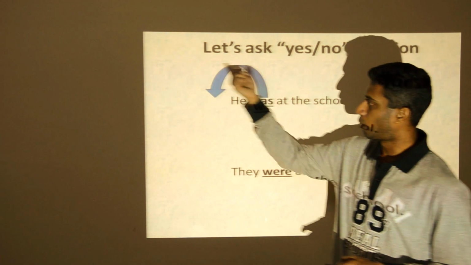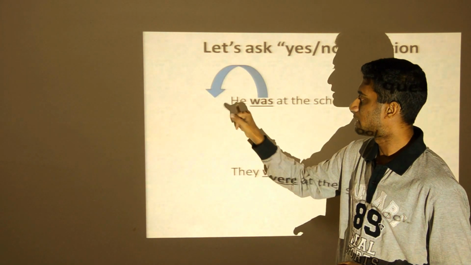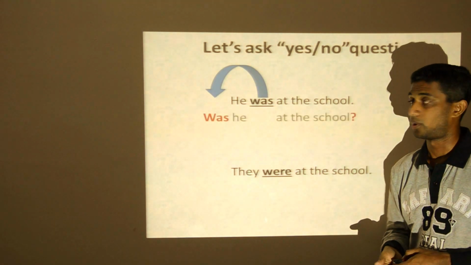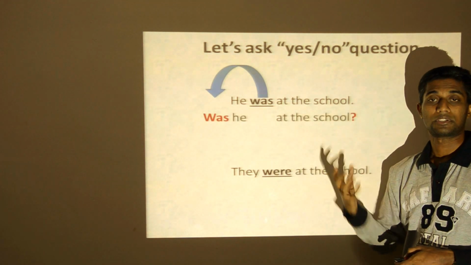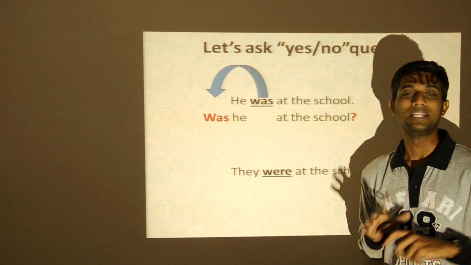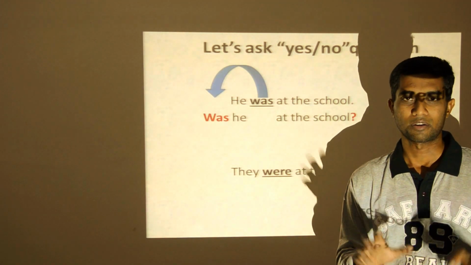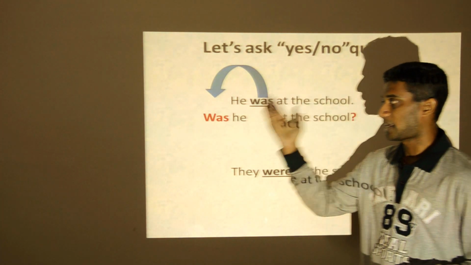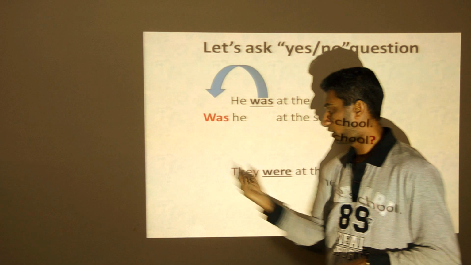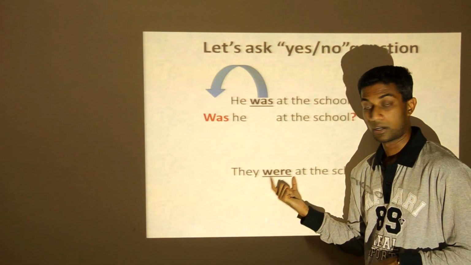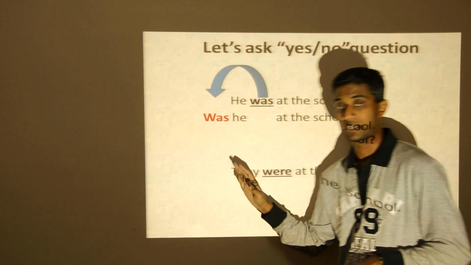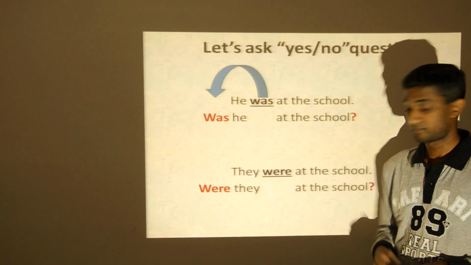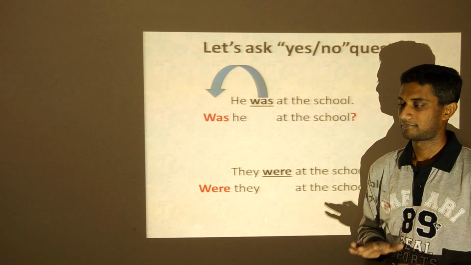So if we put was first, it is: was he at the school? With a question mark. Yes, he was at the school. That's a very simple form of sentence, and it's really, really easy. Just be careful, that's it. Now, they were at the school. Follow the same pattern, put the be verb first. The be verb is were, so put it at the very beginning of the sentence and keep the rest of the words as they are. So: were they at the school? Question mark. Simple as that.